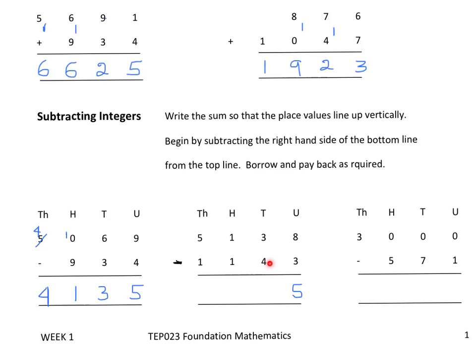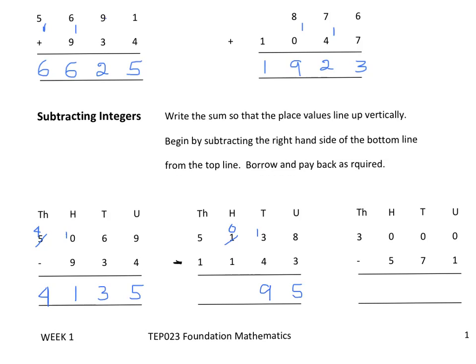3 subtract 4, 3 take away 4. Well, we can't do that, so we're going to have to borrow a 100 from the hundreds column. If we borrow 100 from the hundreds column, we're going to be left with no hundreds in the hundreds column because it's moved over to the tens column. So now we can say 13 subtract 4, and that's 9.